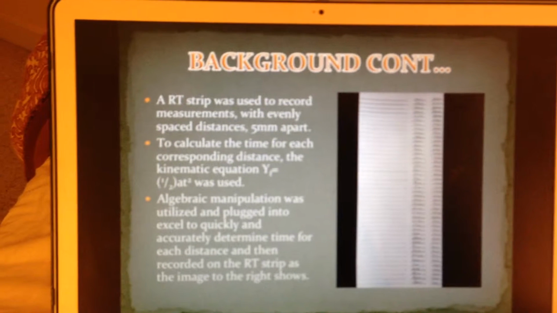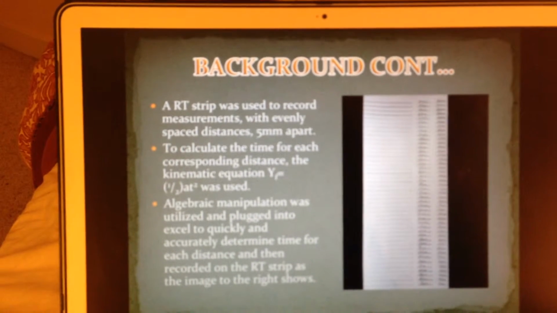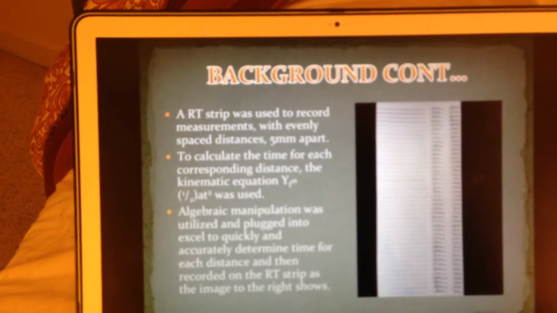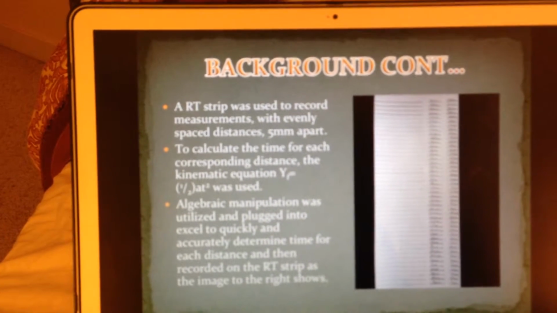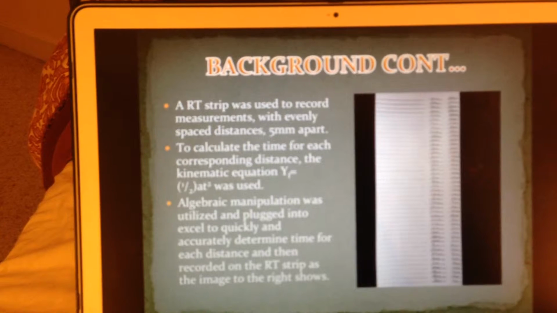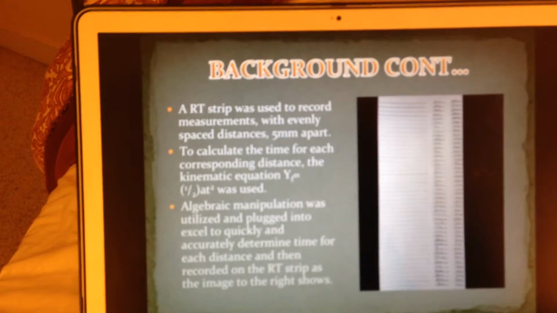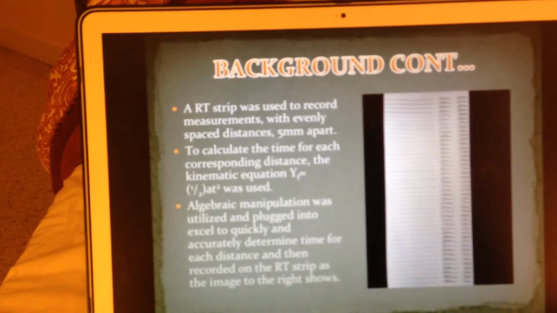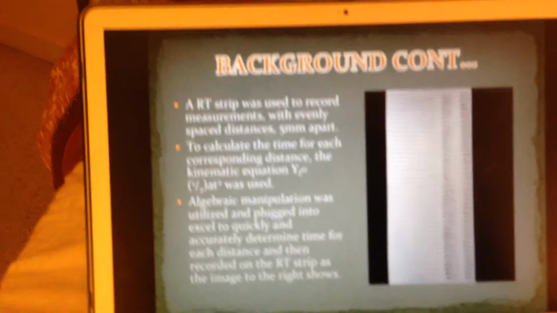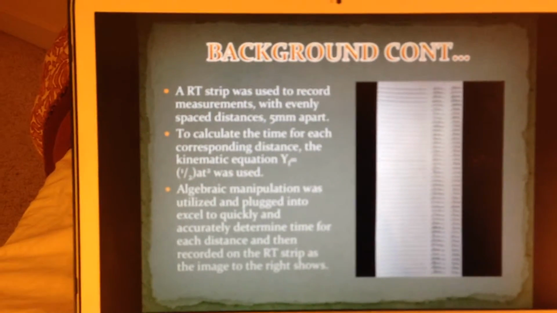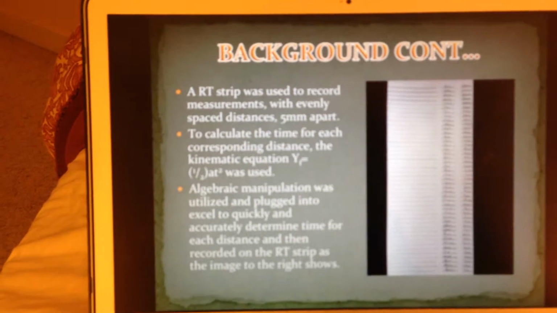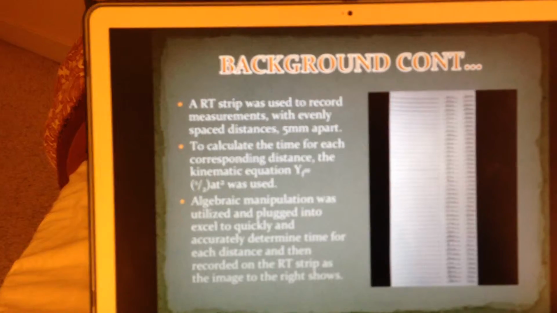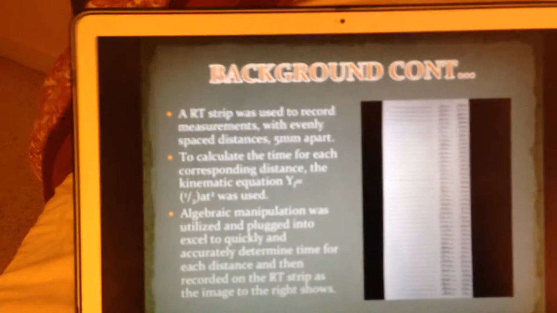In order to record these reaction times, an RT strip was made out of cardstock with evenly spaced 5 mm distances. To calculate the time for each corresponding distance, the kinematic equation y equals 1/2 times acceleration times time squared was used. Then, algebraic manipulation was utilized and plugged into Excel, and that allowed me to quickly and accurately determine the time for each corresponding distance on the reaction time strip.